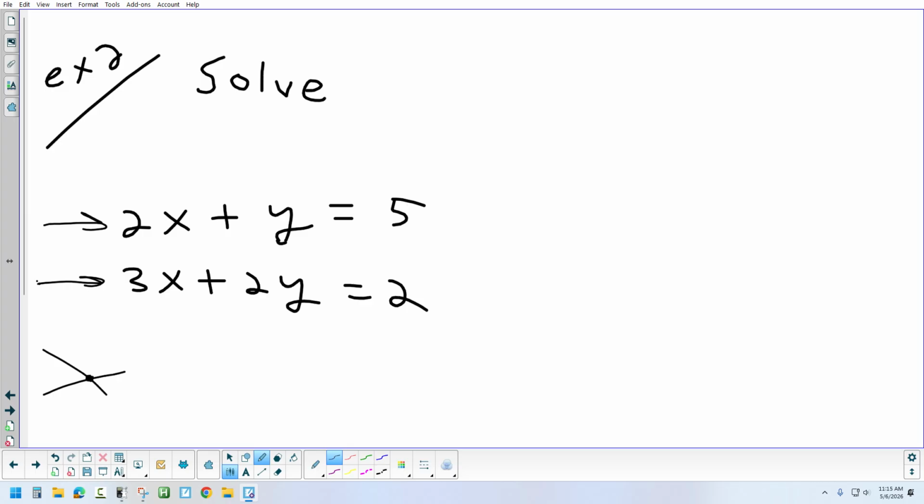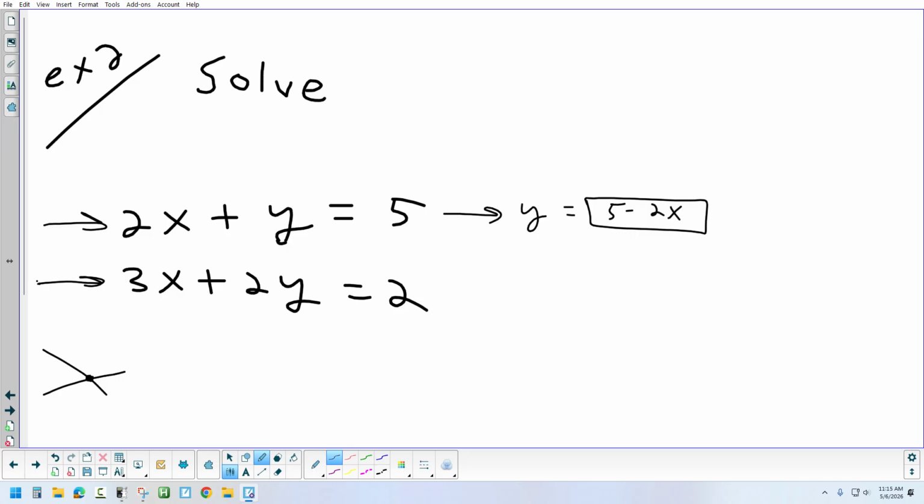Elise, which equation here would be easier to isolate a variable? Oh, the first one. Anytime you find a coefficient of 1, that's the one you want to go with. And which variable would be easiest to get by itself in the first one? Y. So let's get y by itself. Reese, what would I get when I rearrange that top equation to get y alone? 5 minus 2x.